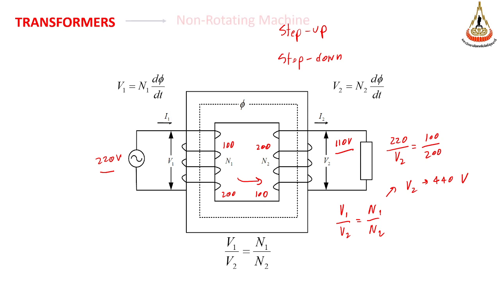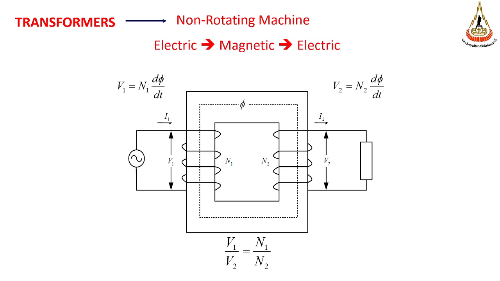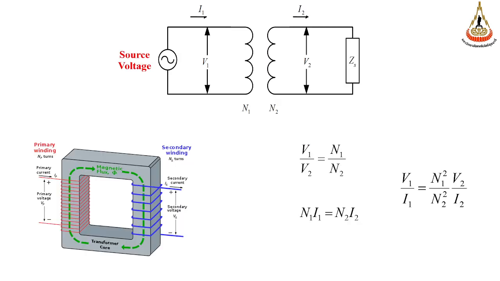We call the transformer a non-rotating machine. It converts from electric to magnetic and then back to electric. We use the transformer for voltage level changing. This is the transformer relation. And in contrast to the voltage, the current has the relation in this form.